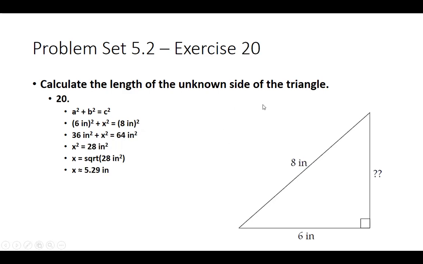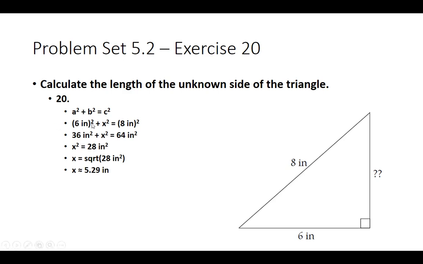We're going to do it again with number 20. Our unknown is a leg, but we know one of the legs is 6 inches. So plug in 6 inches for A, plug in X for B, and plug in our hypotenuse 8 for C. We have 6 inches squared plus X squared equals 8 inches squared.